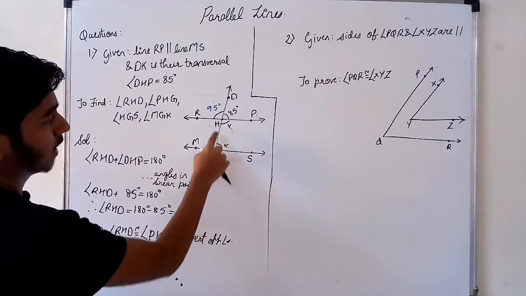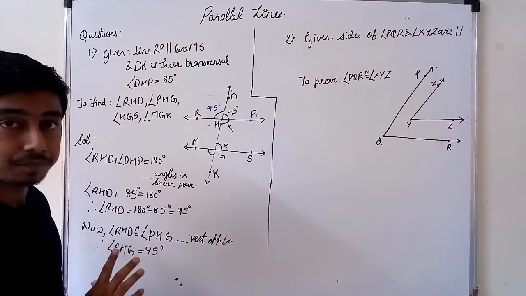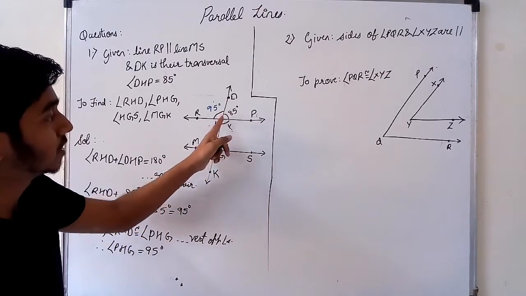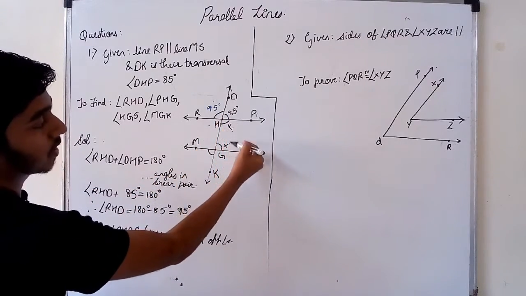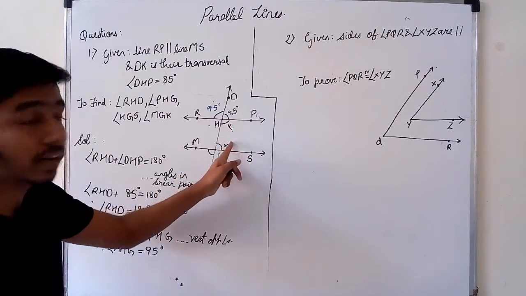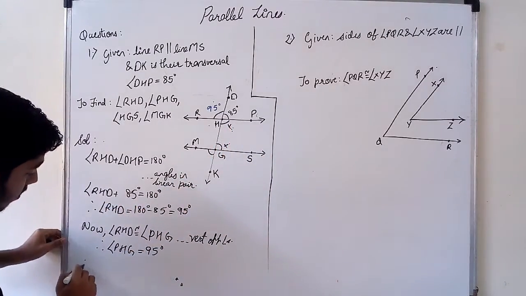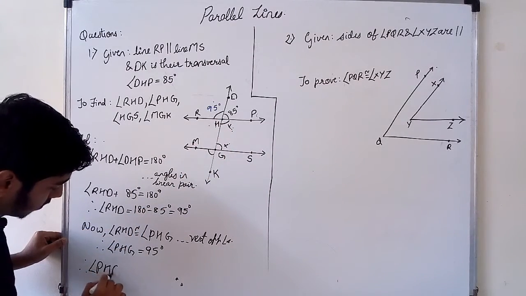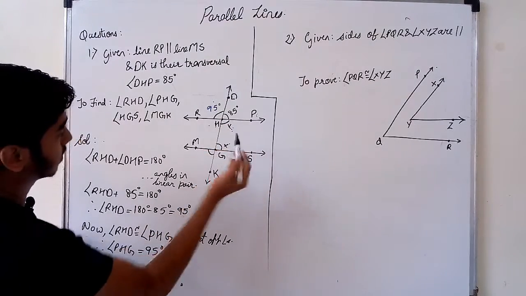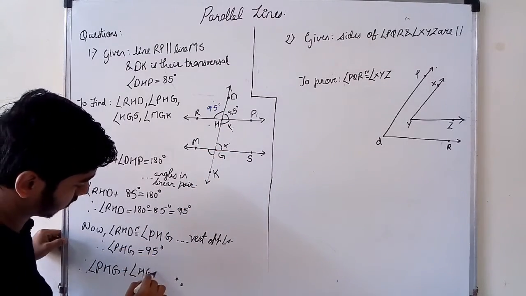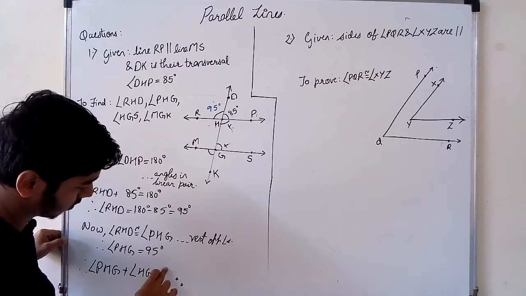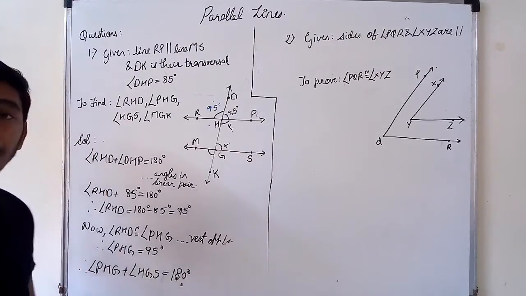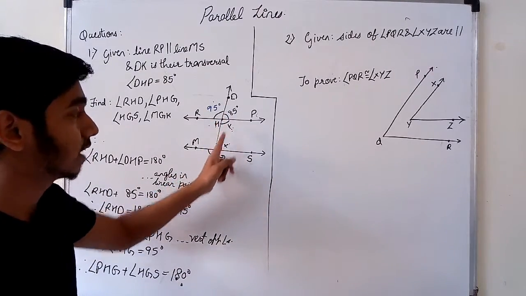Now what are we supposed to find? We have got PHG also. Now can we say HGS plus PHG, because these two angles, as discussed, we said that these two are interior angles. Therefore we'll say angle PHG plus HGS equal to 180 degree. Why? Because interior angles are supplementary.